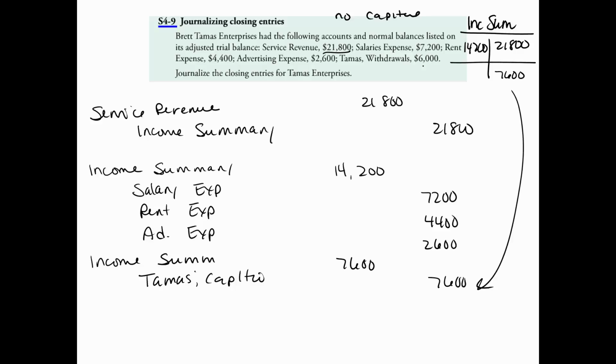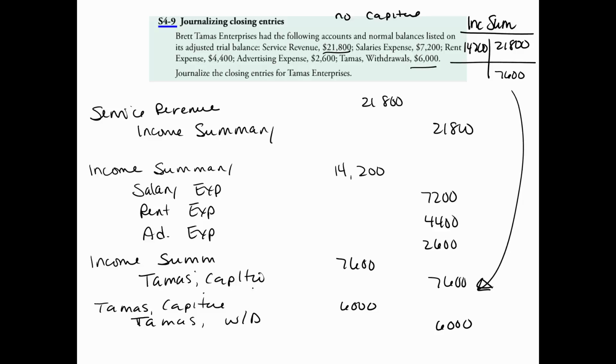And then the last step is the withdrawals. And so I'm going to debit Thomas Capital and credit Thomas withdrawals for the balance in the withdrawal account, which is $6,000. And so these four entries look the same every single time. The only difference would be if it was a net loss, I'd flip my debits and my credits over here.